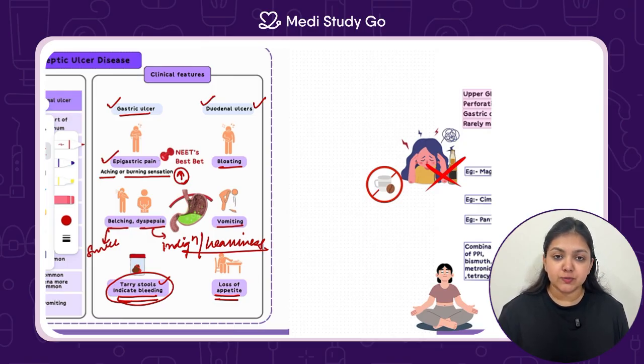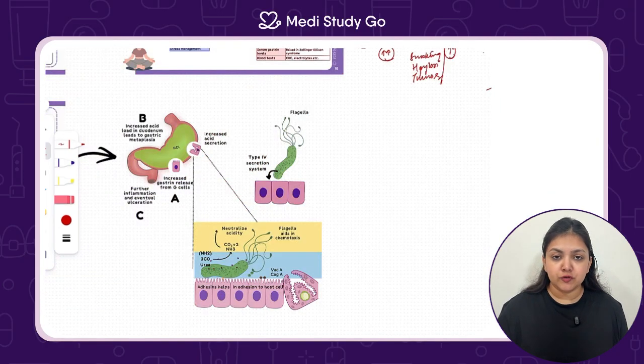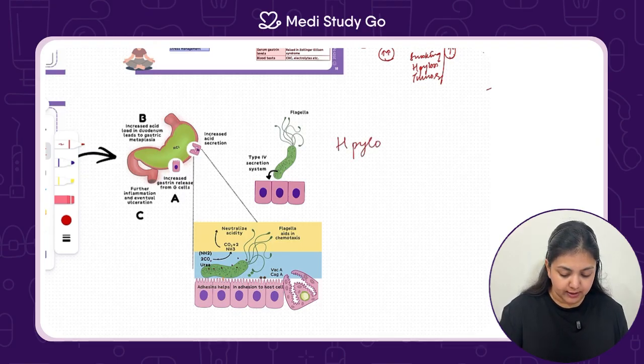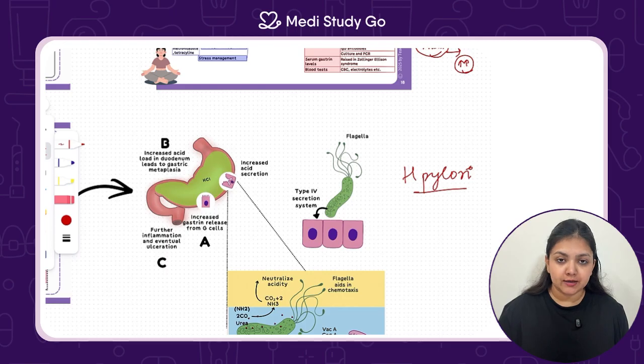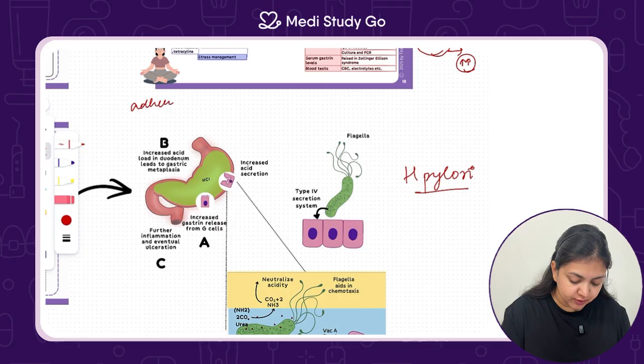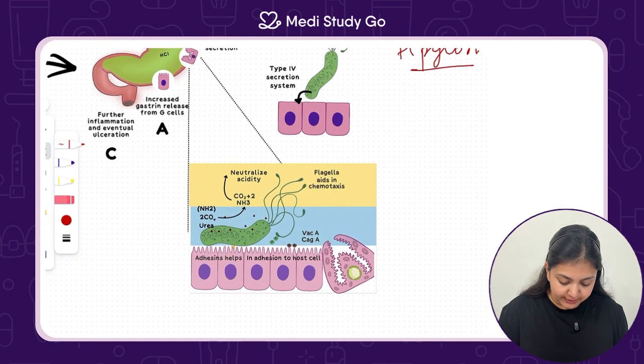Before we study the difference between the gastric and the duodenal ulcers further, I'm going to tell you the pathophysiology of the formation of ulcers or the formation of peptic ulcer disease. So as we studied the aggressive and the defensive factors, including these, the pathophysiology revolves. So coming to pathophysiology, the first and the most common cause which I told you is H. pylori. If H. pylori enters the gastric system via the oral cavity, it adheres to the gastric mucosa with the help of adhesins. They help in the adhesion to the host cell.